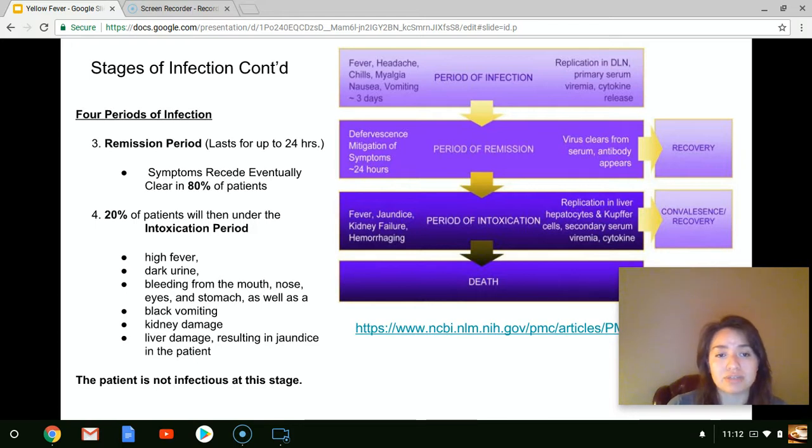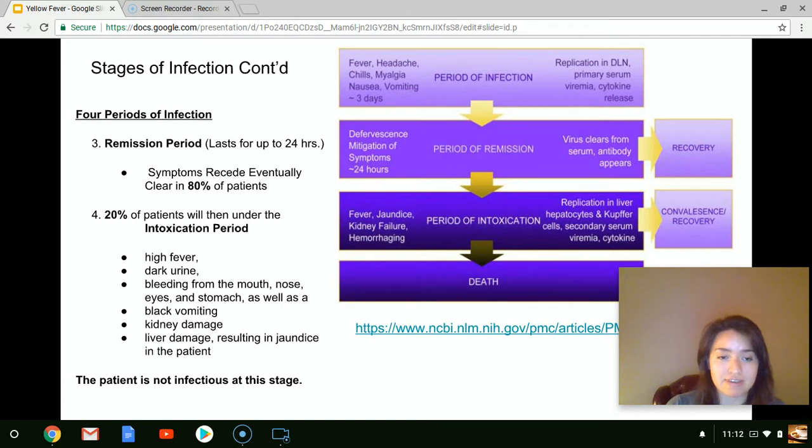The third stage is called the period of remission, and this lasts for up to 24 hours. The symptoms recede, and in 80% of patients, the virus is cleared. However, 20% of patients will undergo the fourth stage of infection, called the intoxication period, and that's where it becomes a viral hemorrhagic fever.